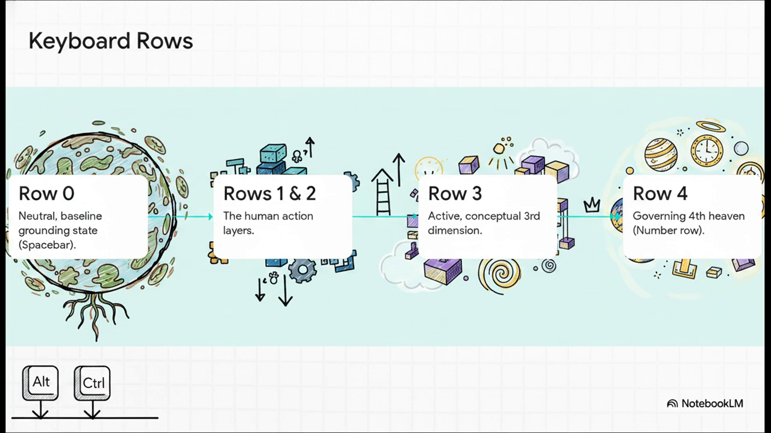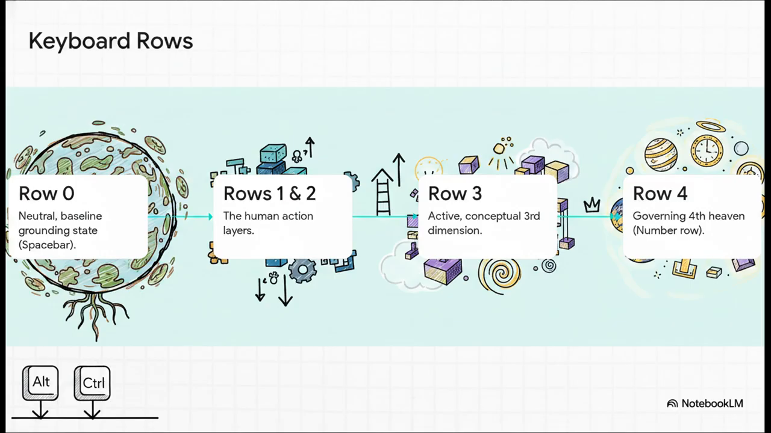These represent the human action layers, right where your fingers naturally rest. Then, reaching up, step 3 is the top letter row. This is that active, conceptual third dimension. And reaching even further up, step 4 is the number row, the governing fourth heaven layer.